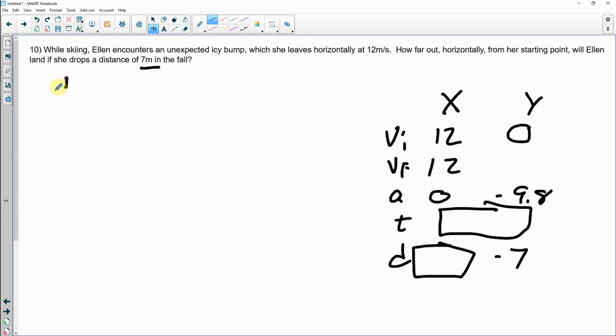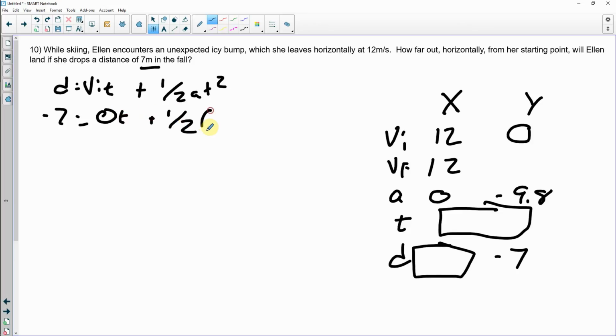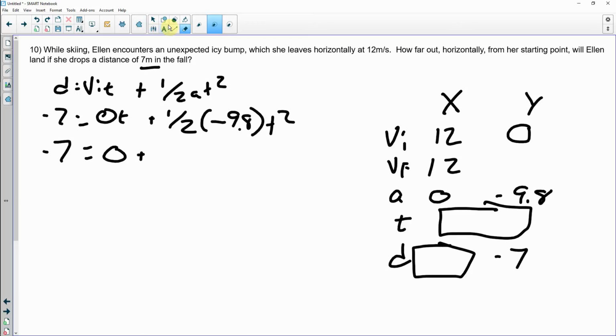So, d equals VIT plus 1/2 AT squared. Displacement is going to be negative 7 equals VI, which is 0 times t, plus 1/2 negative 9.8 t squared. Negative 7 equals 0, because that's all 0, plus 1/2, well actually, here I'll do a little bit of the math now. Half of negative 9.8 is negative 4.9 t squared, but we know that 0 times anything is 0. So negative 7 equals negative 4.9 t squared.